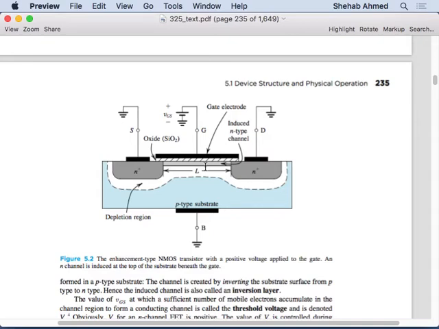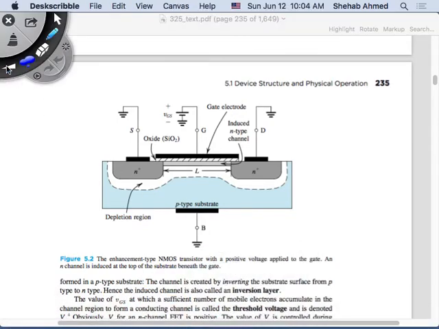This channel, as I said, is called an inversion layer, just because I'm inverting the material from a P material, which was the substrate, and it's converted to N-type material. That's where this word inversion comes from.